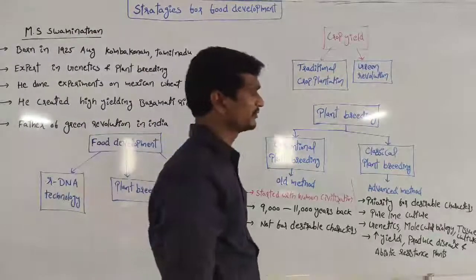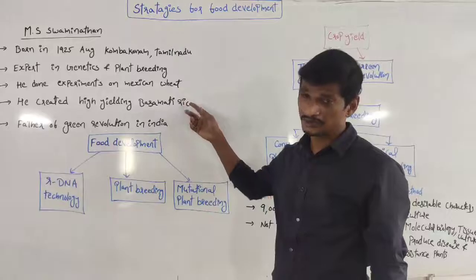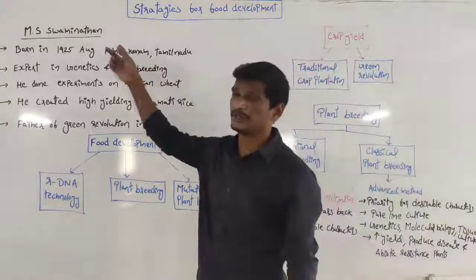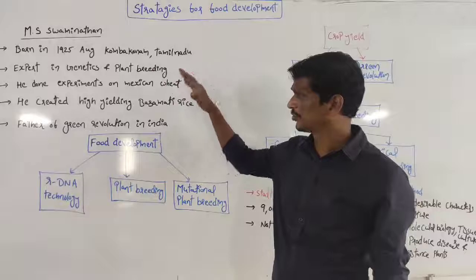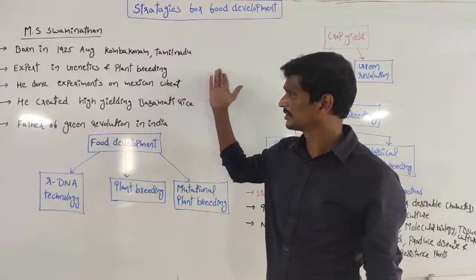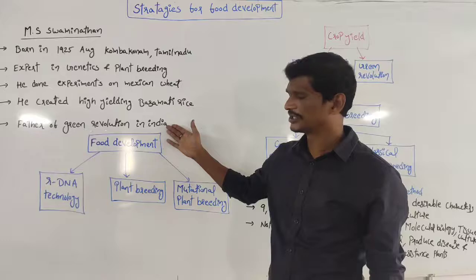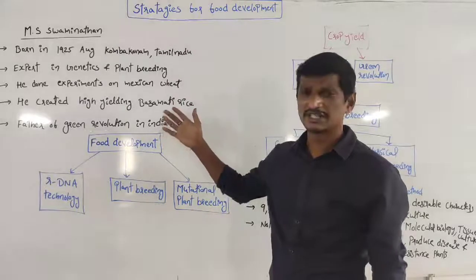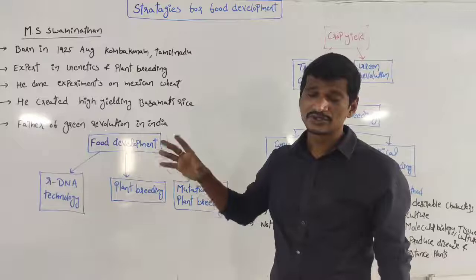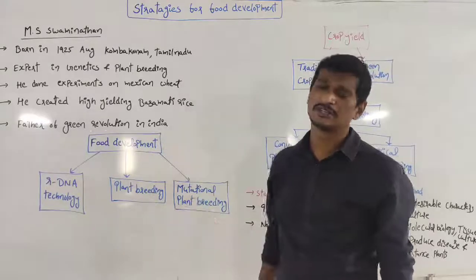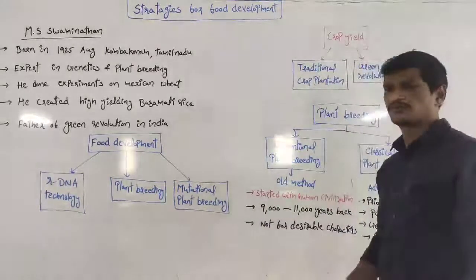So these are the points related to the Green Revolution process done by M.S. Swaminathan. Mostly these points, such as Mexican wheat, are related to the Green Revolution. Basically, these points are mostly related to the Green Revolution in India done by M.S. Swaminathan. That is about M.S. Swaminathan.